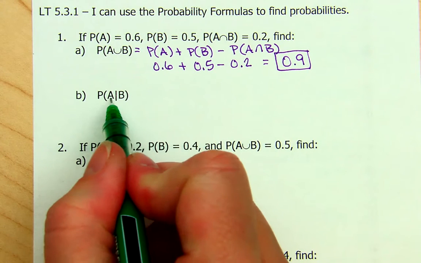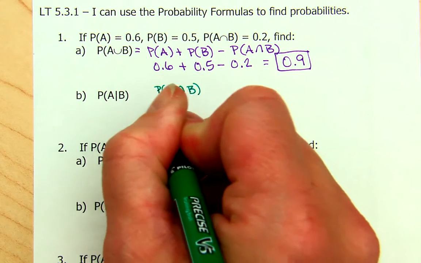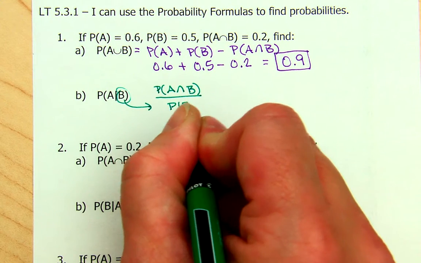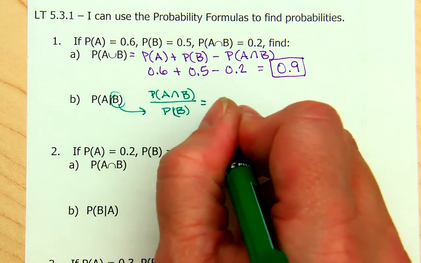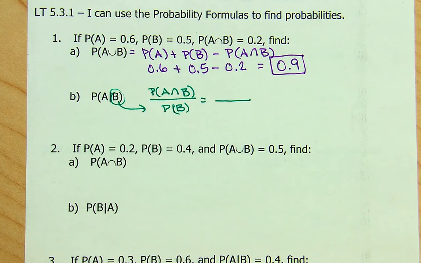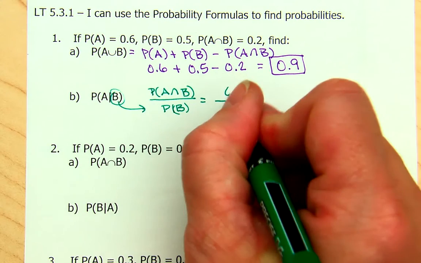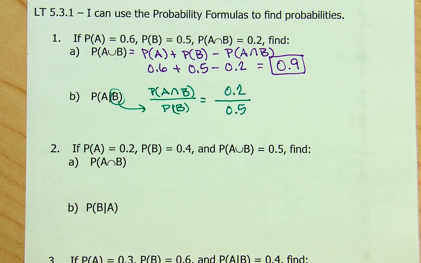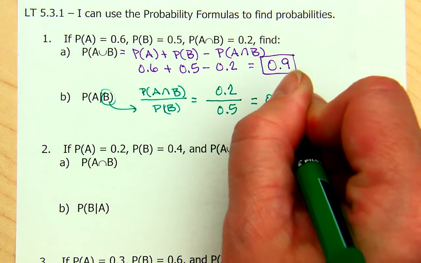If we're looking at the probability of A given B, this is where we do the probability of A and B over, the B goes to the bottom, the probability of B. So A and B is 0.2. The probability of B is 0.5. So it would be 2/5 or 0.4.